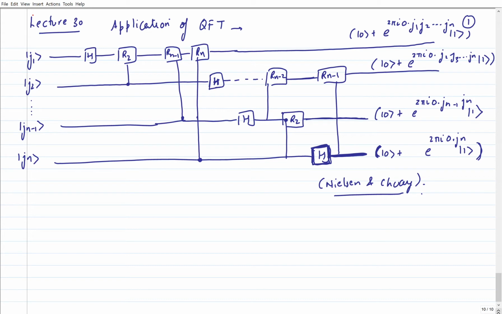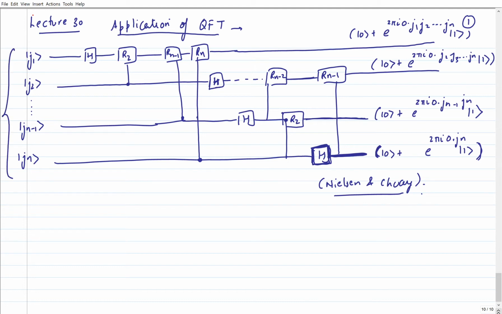Okay, so in the previous lecture, we developed an efficient circuit for the quantum Fourier transform. I've just reproduced it for your reference. So now in this lecture, we are going to study the application of quantum Fourier transform. So this was the circuit.